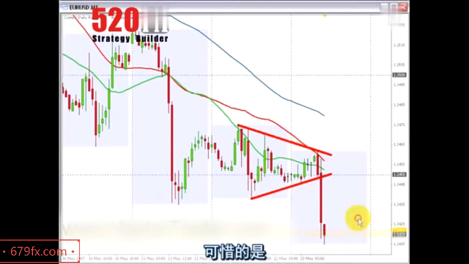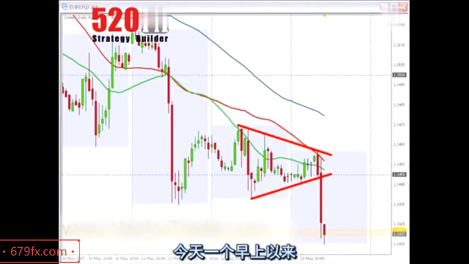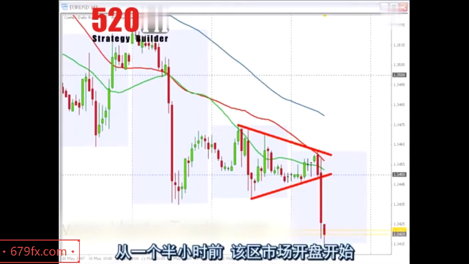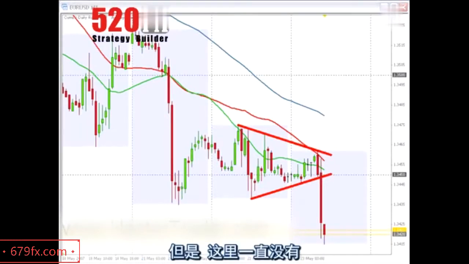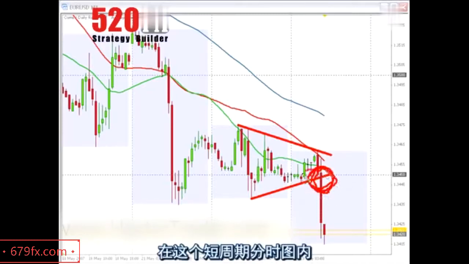Unfortunately, it hasn't given me any. I've been following this throughout the morning, ever since the London market opened about an hour and a half ago, but it hasn't given me any entry opportunity on the shorter time frame on this triangle breakout.